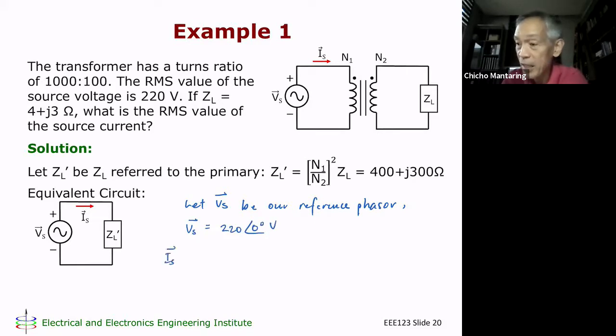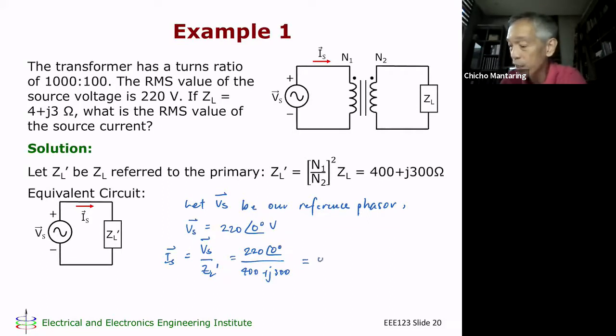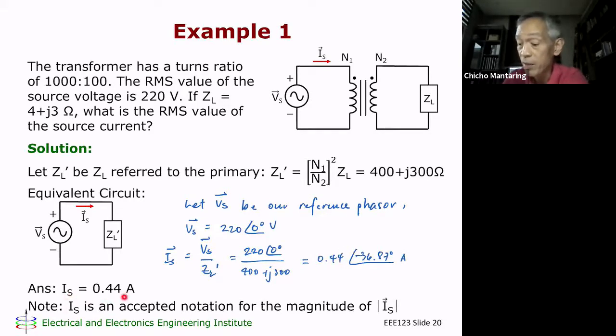And therefore, I_S is just V_S over Z_L prime. So this is 220 at an angle 0 degrees over 400 plus j300. I have the answer here. If you enter this in your calculator, this is 0.44 at an angle minus 36.87 degrees amperes. So this is already my answer. This is the RMS value of my current. 0.44 amperes is the RMS value of my source current. Any question?